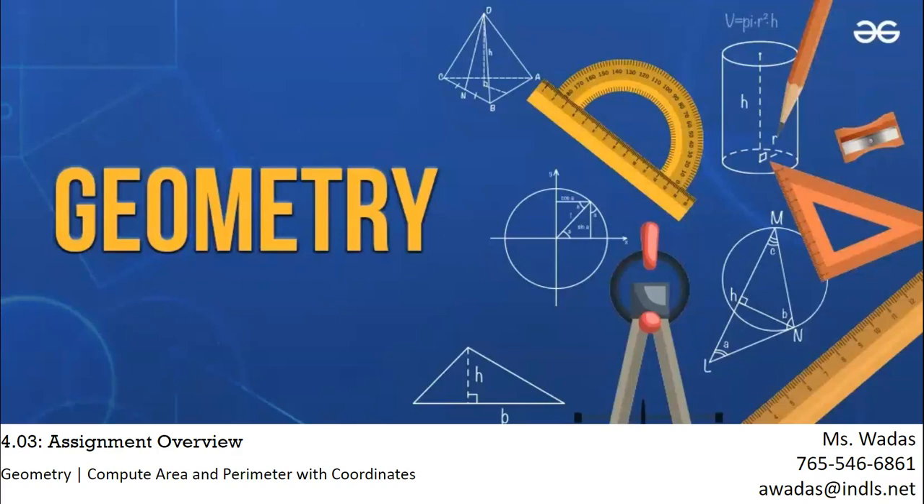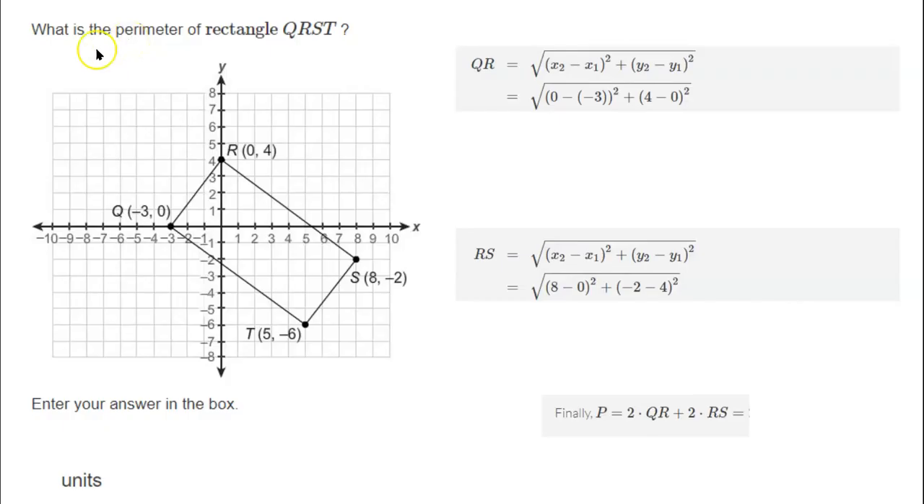This is the 4.03 assignment overview, where I go over the questions that are in your assignment. We are going to compute area and perimeter with coordinates. Remember in our lesson we talked about the distance formula.